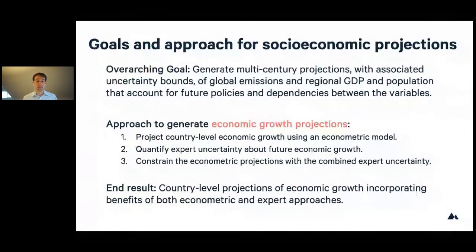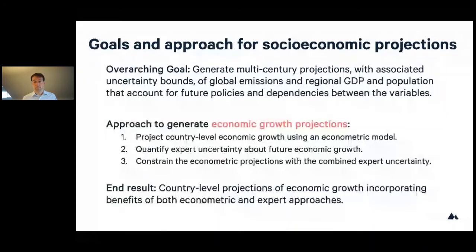So the work that we're doing to generate the economic growth projections in this probability density format is a 3-step process. The first, we are projecting country level economic growth using an econometric model. The second is we are quantifying expert uncertainty about that future economic growth. And the third is we're constraining the econometric projections with that combined expert uncertainty. And so at the end of this, the idea is to have country level projections of economic growth that are running very far into the future, but are incorporating the benefits of both the econometric approaches and the expert approaches as well.